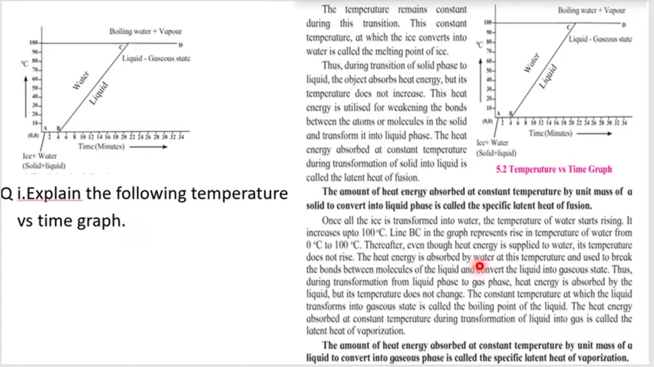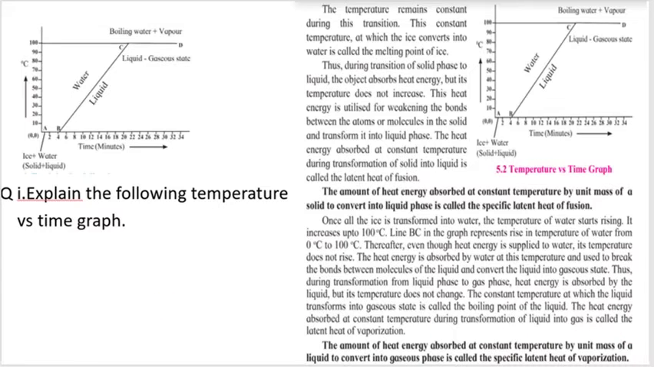The heat energy absorbed by water at that temperature is used to break the bonds between the molecules of the liquid and convert the liquid into the gaseous state. So here water is converted into water vapor and the temperature remains constant at 100 degrees Celsius. Let us define the latent heat of vaporization. The amount of heat energy absorbed at constant temperature by unit mass of a liquid to convert it into the gaseous phase is called the specific latent heat of vaporization.